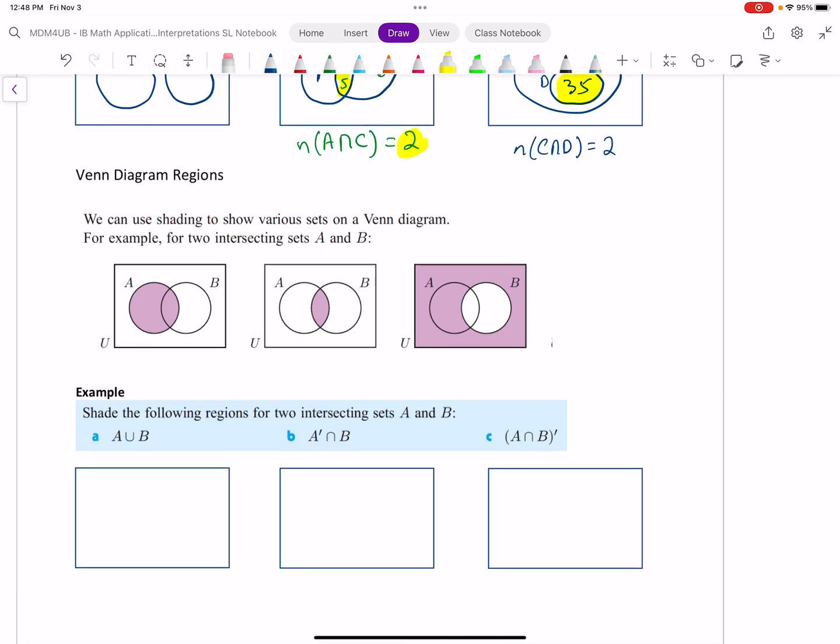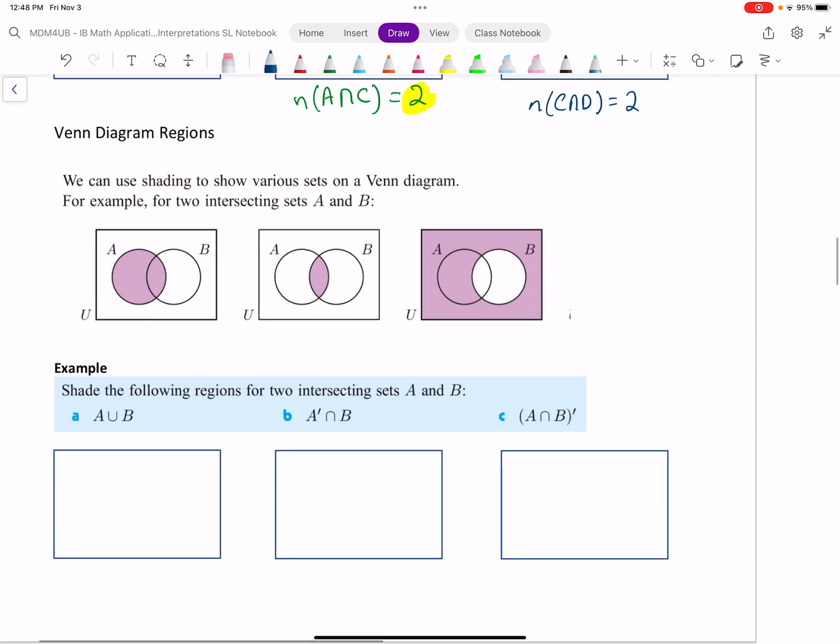So we can use this, and there's lots of different things you can do, and it does get fairly complex in terms of the notation. Fortunately, we don't have to get too deep into that. But it says we can use shading to show various regions or sets on the Venn diagram. For example, 2 intersecting sets A and B, like this. In this case, we'd say obviously this is just A is shaded.